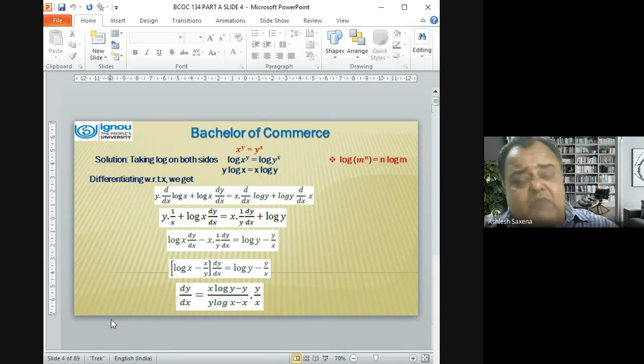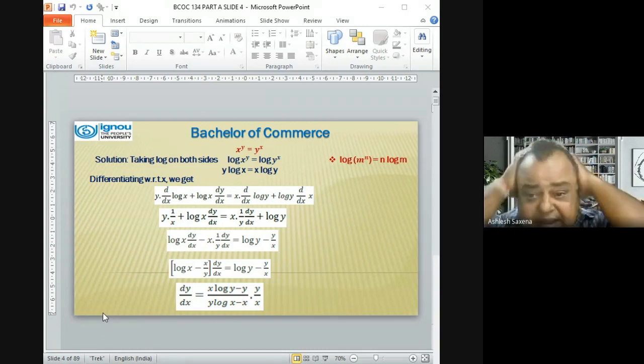We will start with y d by dx log x plus log x derivative of y, which is dy by dx, is equal to first function x, derivative of log y plus log y derivative of x. Coming down, derivative of log x is 1 by x. So it will become y into 1 by x plus log x dy by dx equal to, now see carefully, it is log y. You are finding out derivative of log y. It will be 1 by y times dy by dx plus log y.